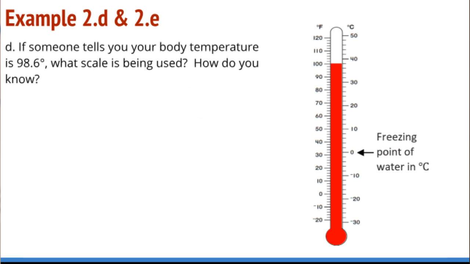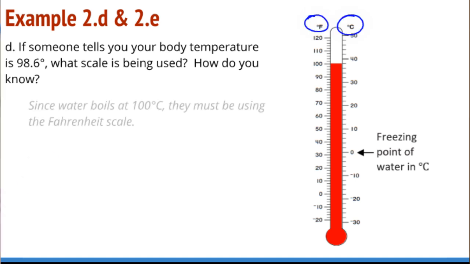All right, so if someone tells you your body temperature is 98.6 degrees, what scale is being used? So you go to the doctor and they take your temperature and they say, sorry, your temperature is normal, 98.6. What scale are they using? Is that in Fahrenheit or is that in Celsius? And how do you know? So pause and think about that for a moment. And please don't say, well, because they told me it's this. What is some logical reasoning that you can use to explain?